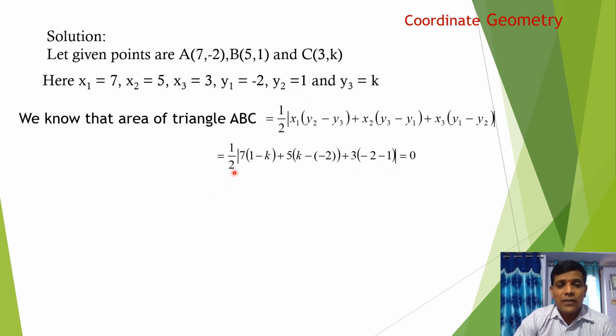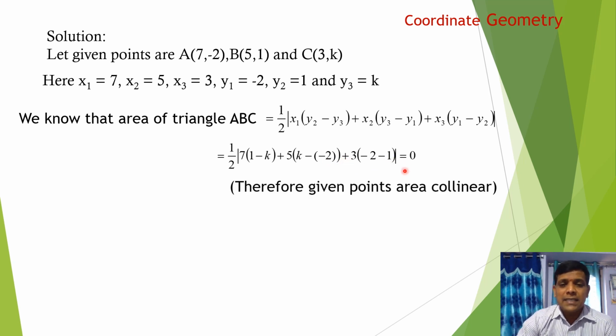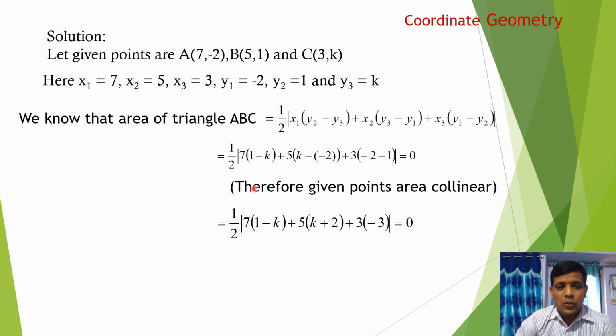This is written as half into 7 into 1 minus k, plus 5 into k minus of minus 2, plus 3 into minus 2 minus 1 is equal to 0, because the given points are collinear. Given points are collinear means area of triangle equals 0. Simplification: half into 7 into 1 minus k, plus 5 into k plus 2, plus 3 into minus 2 minus 1. Minus 2 minus 1 we get minus 3, right? Minus 3 is equal to 0.